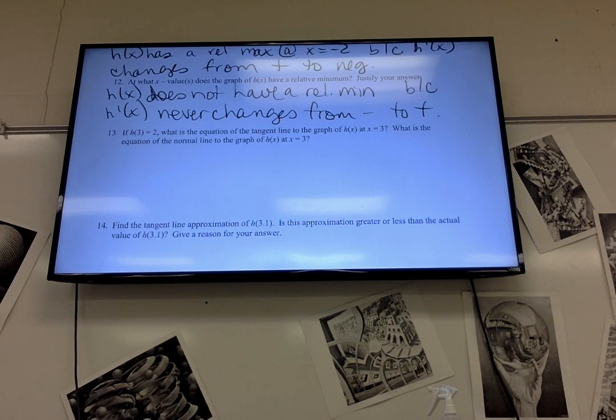Number 13. If h of 3 equals 2, what is the equation of the tangent line to the graph of h of x at x equals negative 3, and then the normal line?